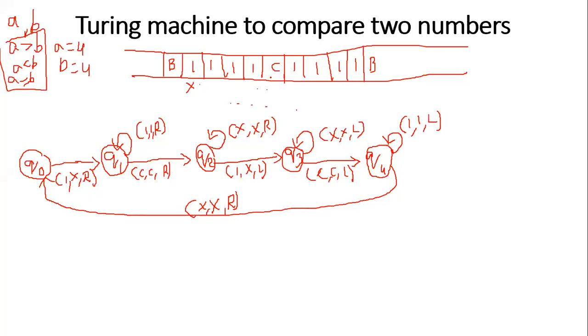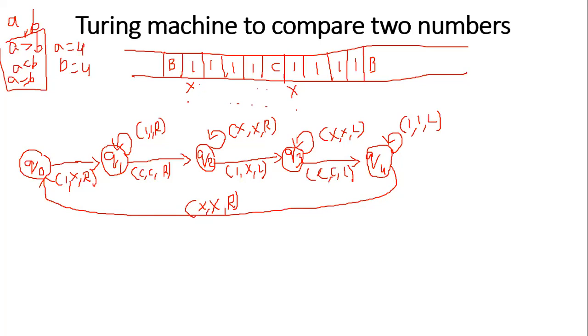Once the first number is finished, we will get C as a separator between the first number and the second number. Ignore it and go to the right side until you find the next one. Once you find the next one, replace 1 with x. So we found a matching one in both number 1 and number 2, and then you have to keep coming to the left side until the next x.